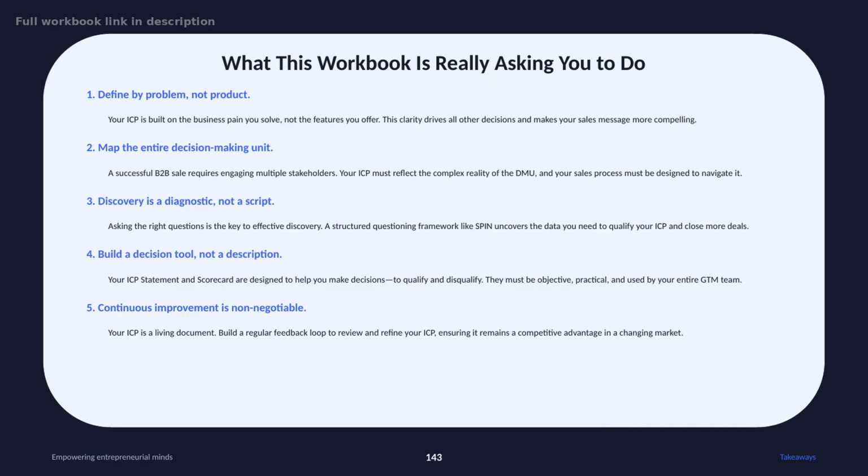And finally, continuous improvement isn't optional. Your ICP is a living document, and the regular feedback loop you just built is what keeps it a real competitive advantage instead of a historical artifact.